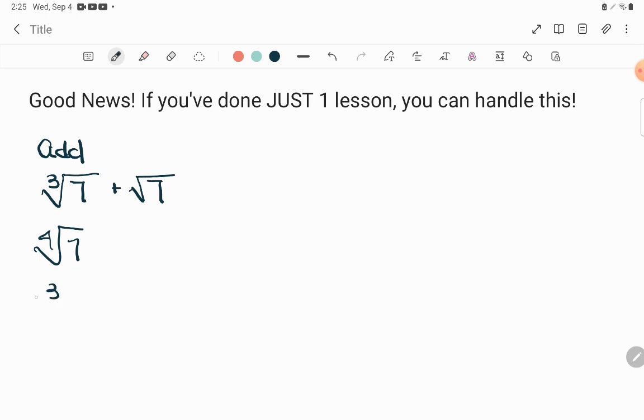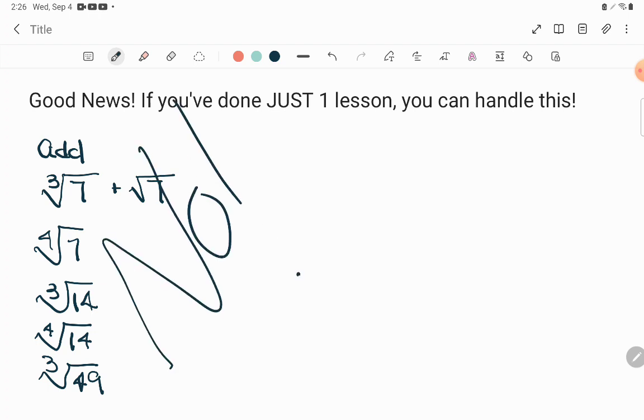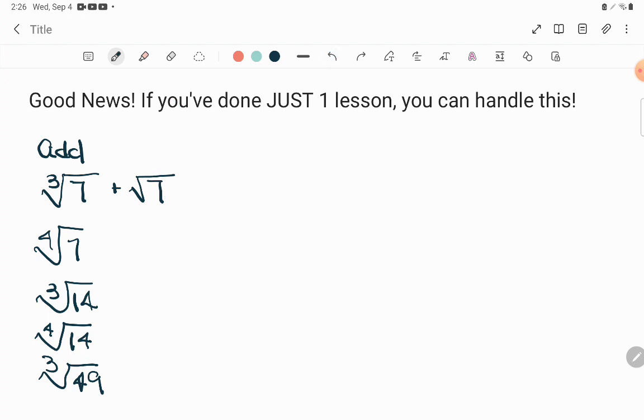The reason people were freaking out is that, as it turns out, none of these answers were correct. If someone says to you, add the cube root of 7 plus the square root of 7, the correct answer is no. You can't. This cannot be simplified. And we actually learned about this way back in the very first lesson of the crash course, when we talked about what it means to add.